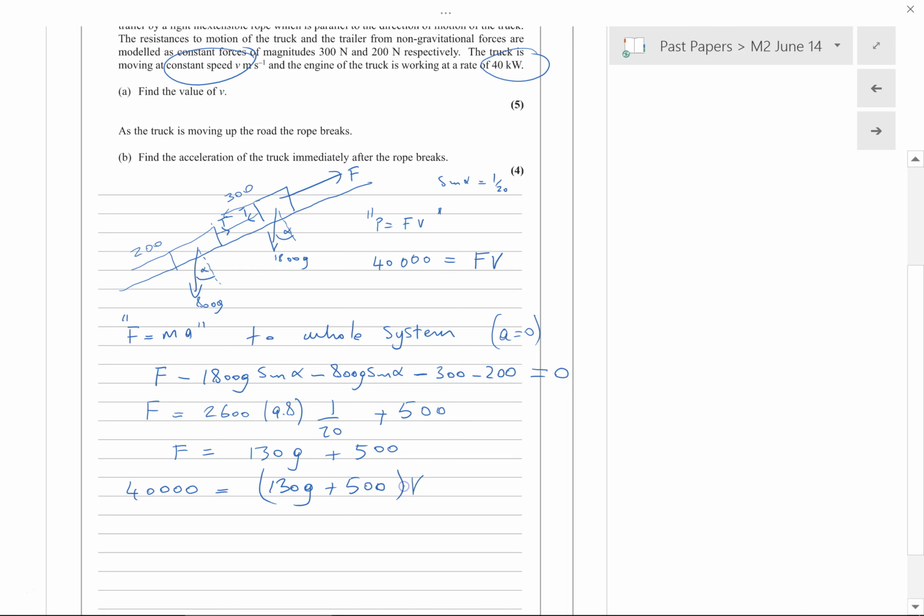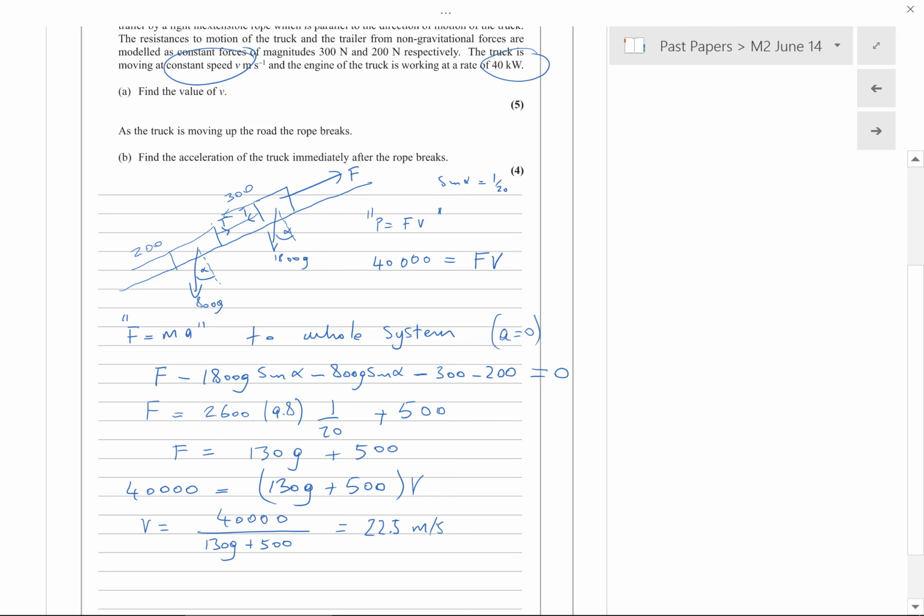There's a V there. Now, V is obviously therefore equal to 40,000 over 130 g plus 500. So that equals 22.5 meters per second.